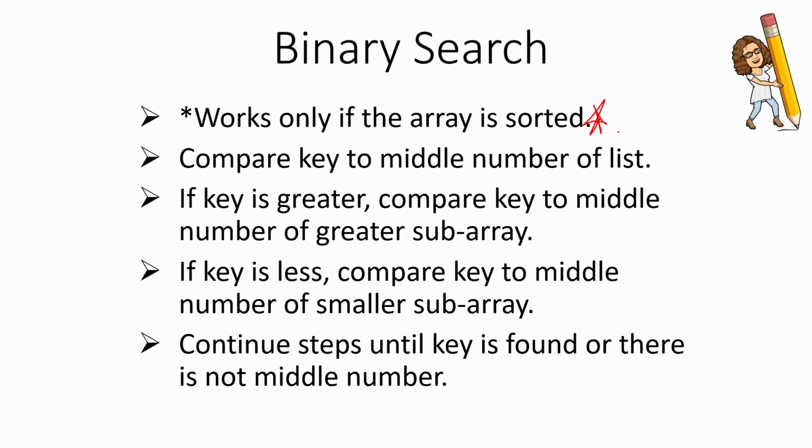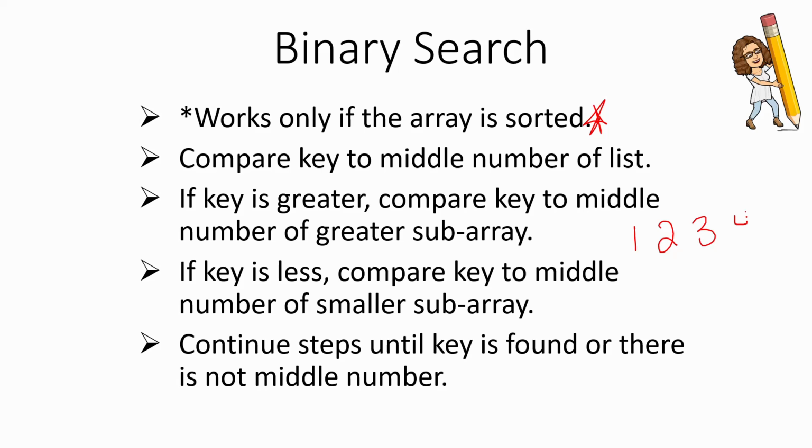So what that means is I'm going to cut it in half. We're going to look in the middle. Okay, we should go to the right. Then we're going to cut the right side in half and then keep going. If the key is not found or there is not a middle number, we will find that it's not there. Ultimately, binary search looks like this.